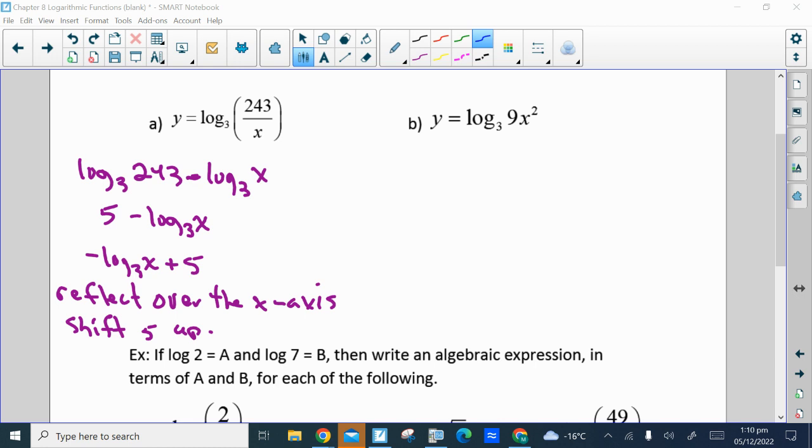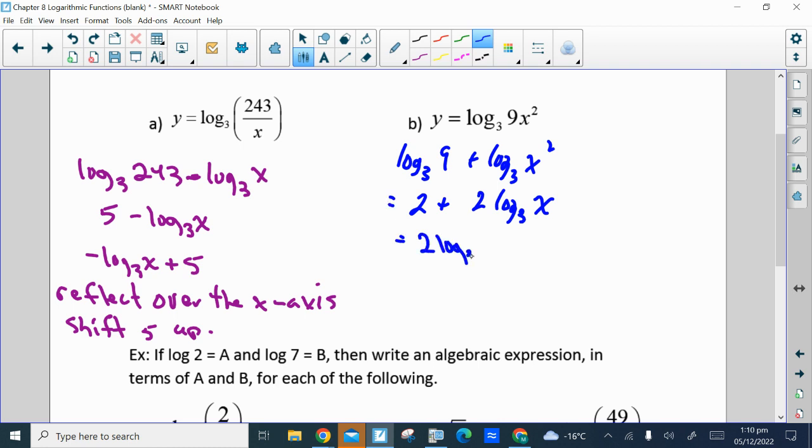So for question B, we'll do something similar. We'll break up the 9x squared. It's 9 times x squared. So using the product law, it'll be log base 3 of 9 plus log base 3 of x squared. Log base 3 of 9 is 2 because it's asking 3 to what power is 9. And for the log base 3 of x squared, the 2 can come in front as a coefficient. And so this can be rewritten as 2 log base 3 of x plus 2.